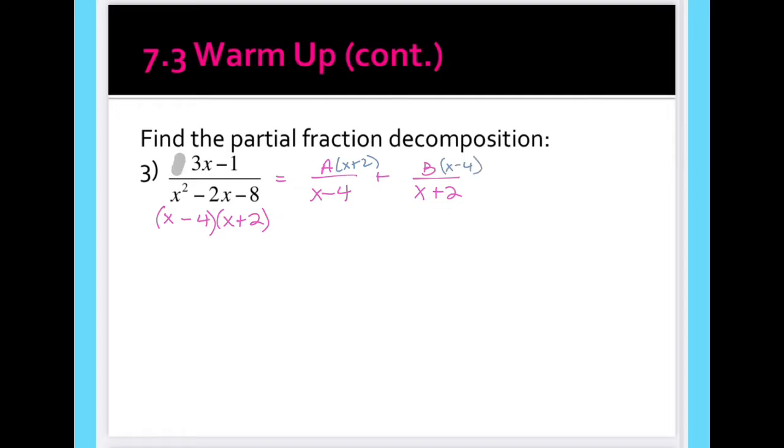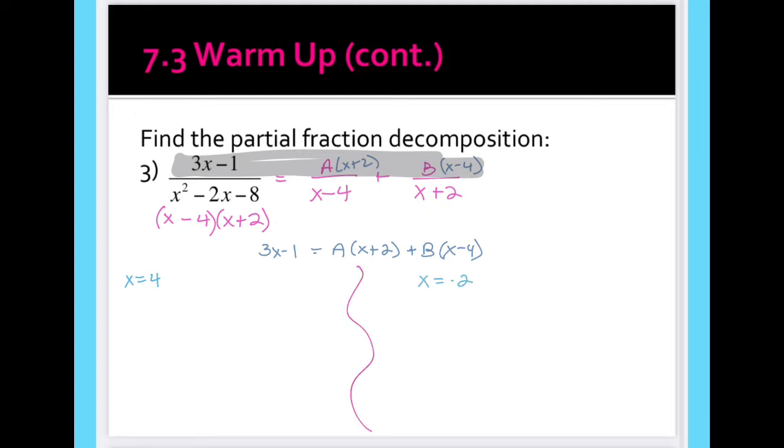Now we focus on just the numerators here. So I'd get 3x minus 1 equals a times x plus 2 plus b times x minus 4. And one at a time, we want to cancel out the a and the b. So I'm going to plug in positive 4 and negative 2 to cancel those out. Everywhere there's an x, we're going to plug in that 4.